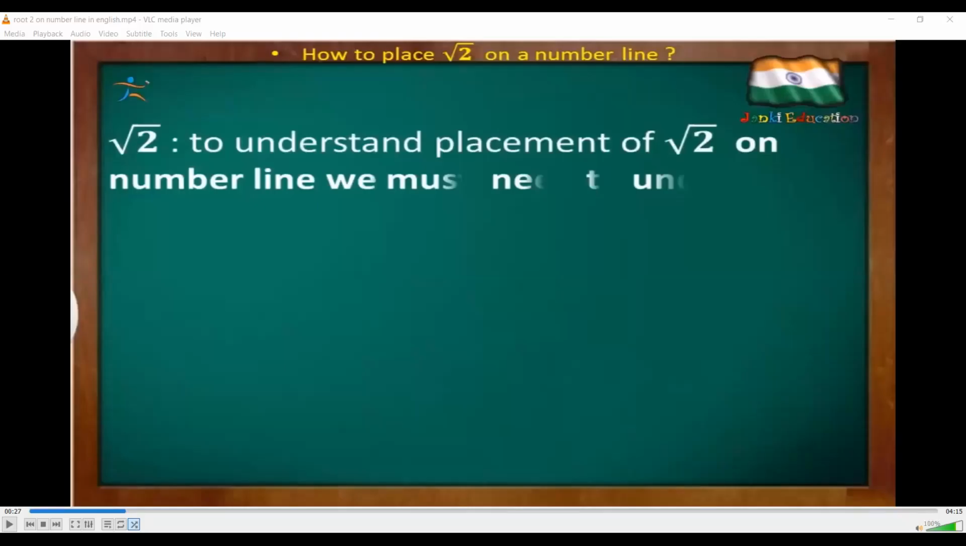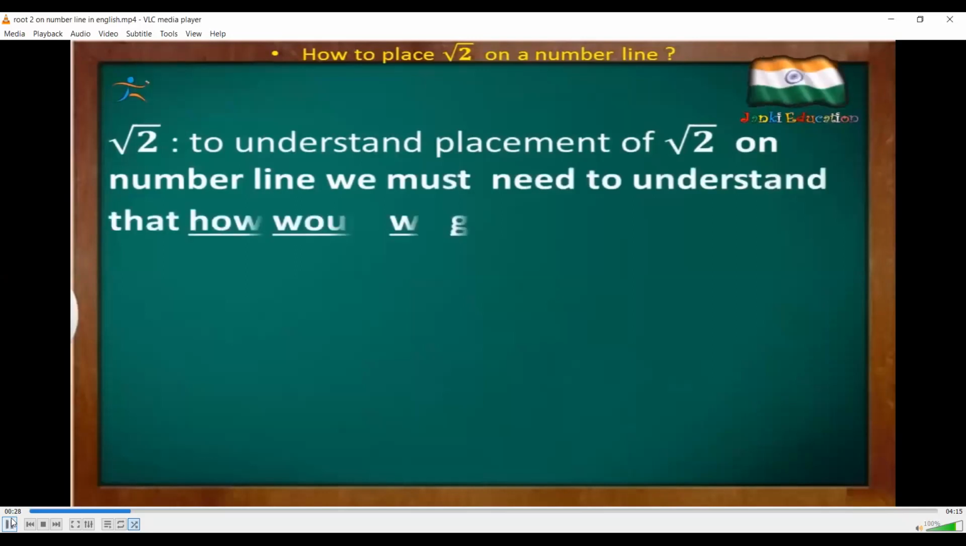Now, how to draw root 2 on a number line? How to draw root 2 on a number line?